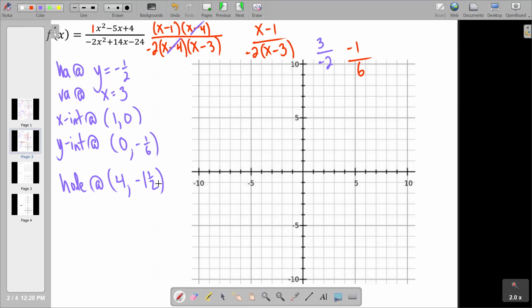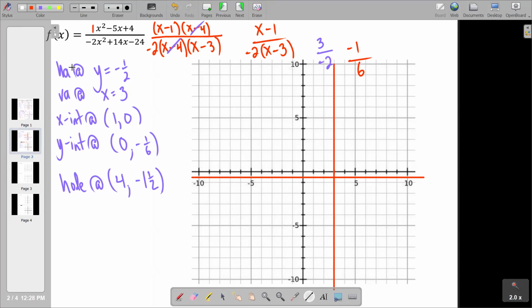And that concludes the initial setup work. And now we go and we graph. So the horizontal asymptote is at -1/2, which I need to move down a little bit. About there. And then there's a vertical asymptote at 3. And that concludes the skeletal structure.